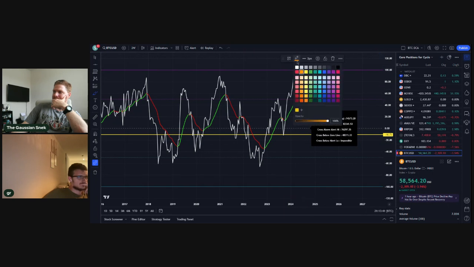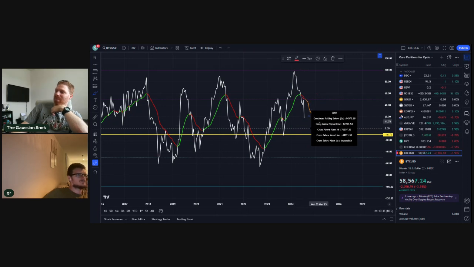Sorry, I don't know what is happening. I'm trying to make this red. It's not behaving with me, whatever. But just picture this as being red.